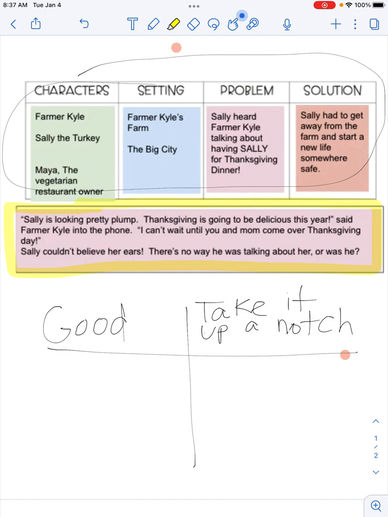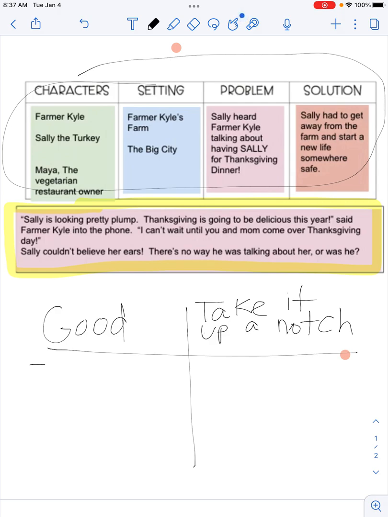Sally is looking pretty plump. "Thanksgiving is going to be delicious this year," said Farmer Kyle into the phone. "I can't wait until you and Mom come over Thanksgiving Day." Sally couldn't believe her ears. There's no way he was talking about her. Or was he? So you can see here that Mrs. Demand did a couple of things.